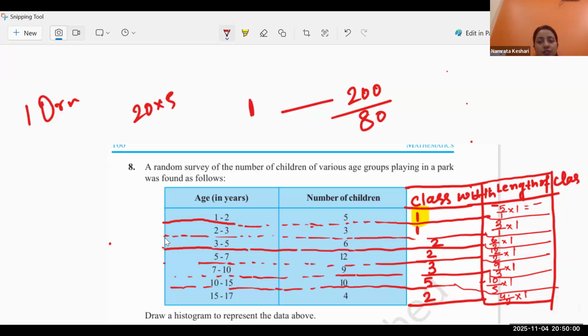So the first one will be 5, next one will be just 3, next one will be 2, 3 times 6, next one will be 2, 6 times 12, next one will be 3, 3 times 9, next one will be 5, 2 times 10, and next one will be 2, 2 times 4. This is how we have changed the length of the class.